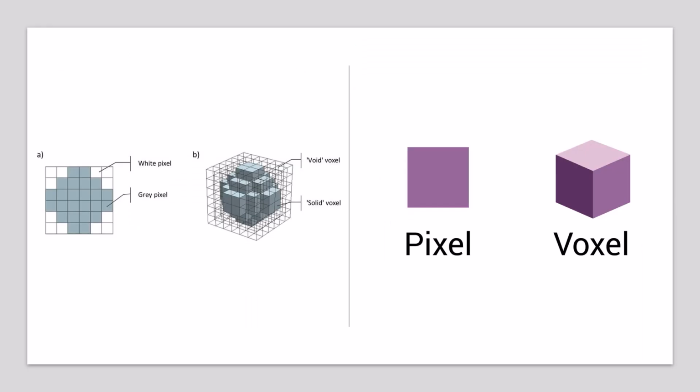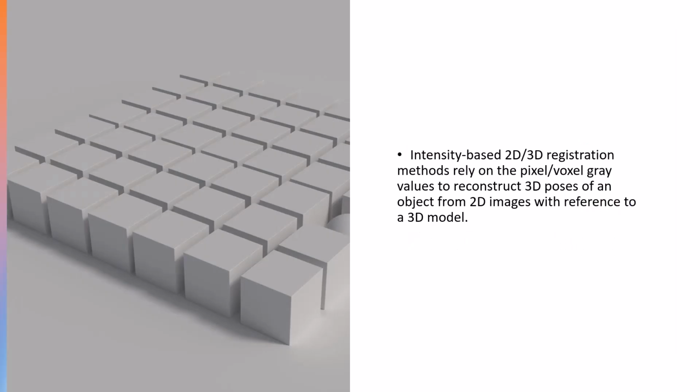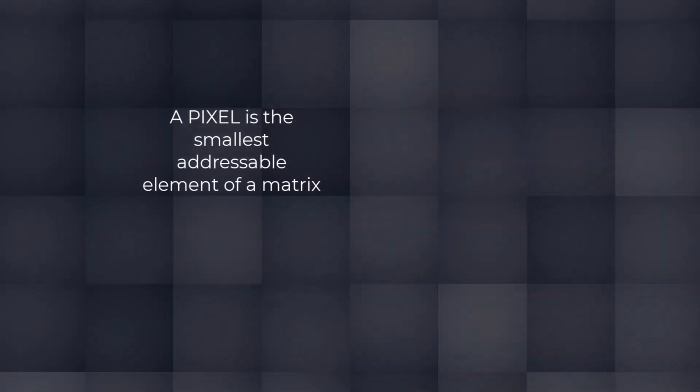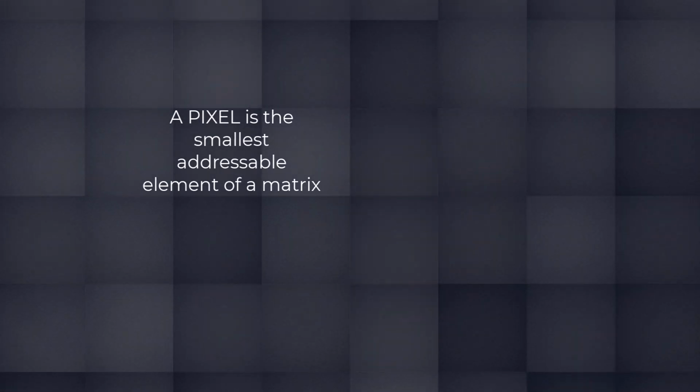We record the data on what is called a matrix. If we have a two-dimensional matrix, the data is called a pixel. But if we use 3 dimensions, it is called a voxel. Intensity-based 2D, 3D registration methods rely on the pixel voxel gray values to reconstruct 3D poses of an object from 2D images with reference to a 3D model. Here we see a matrix made up of pixels. A pixel is the smallest addressable element of a matrix.